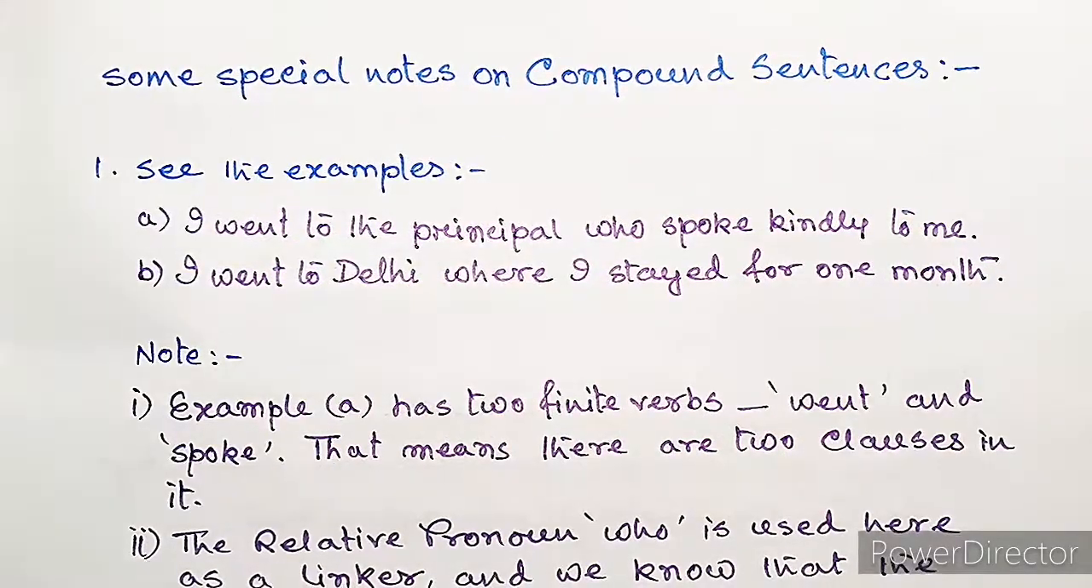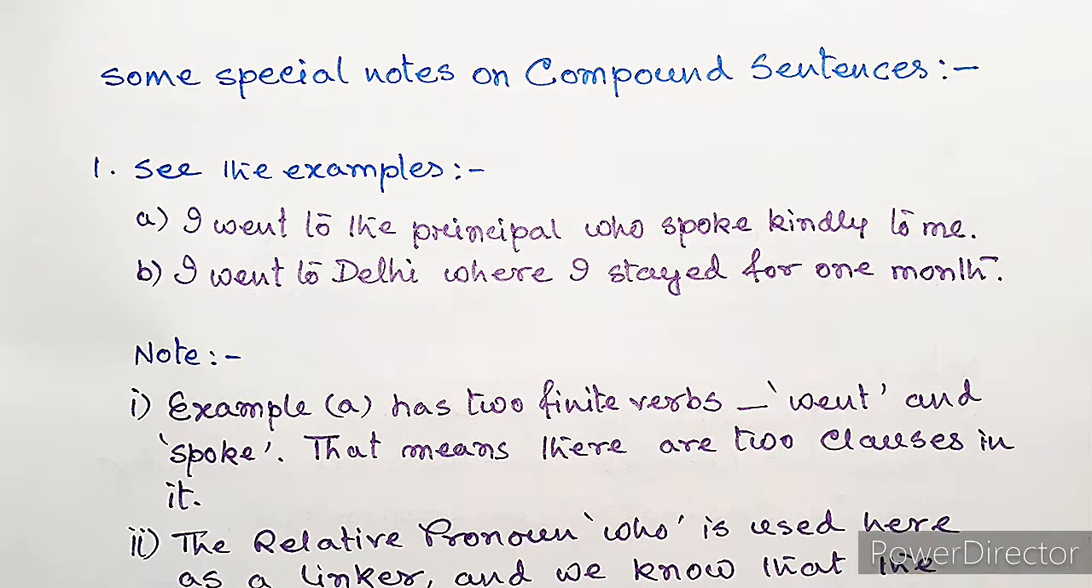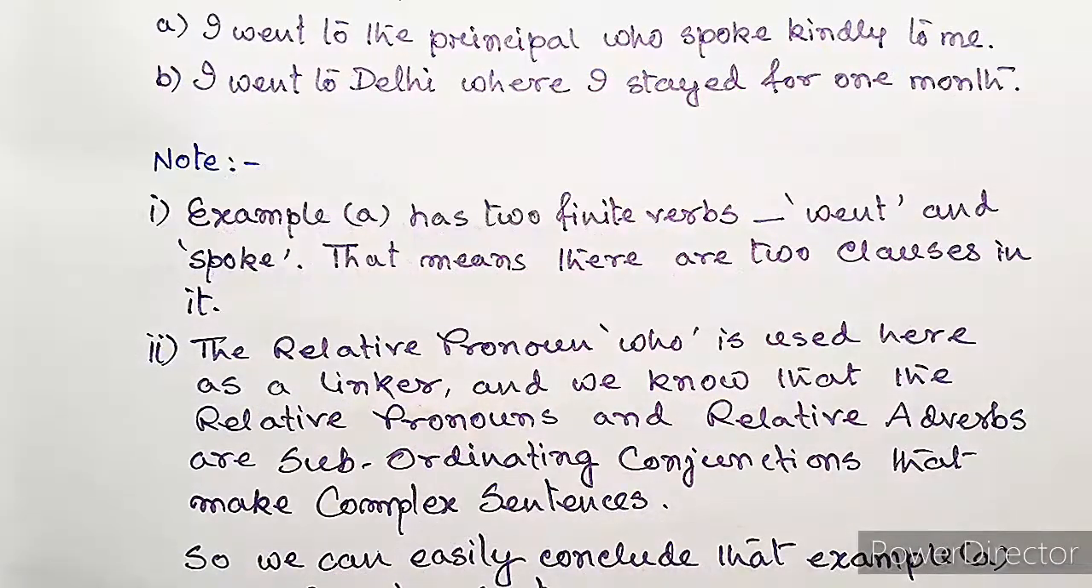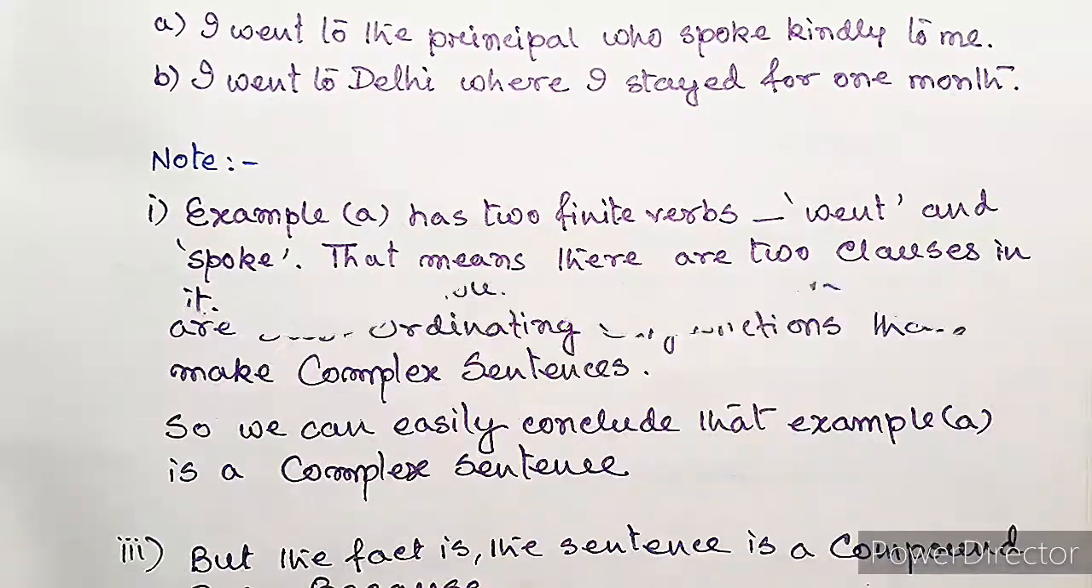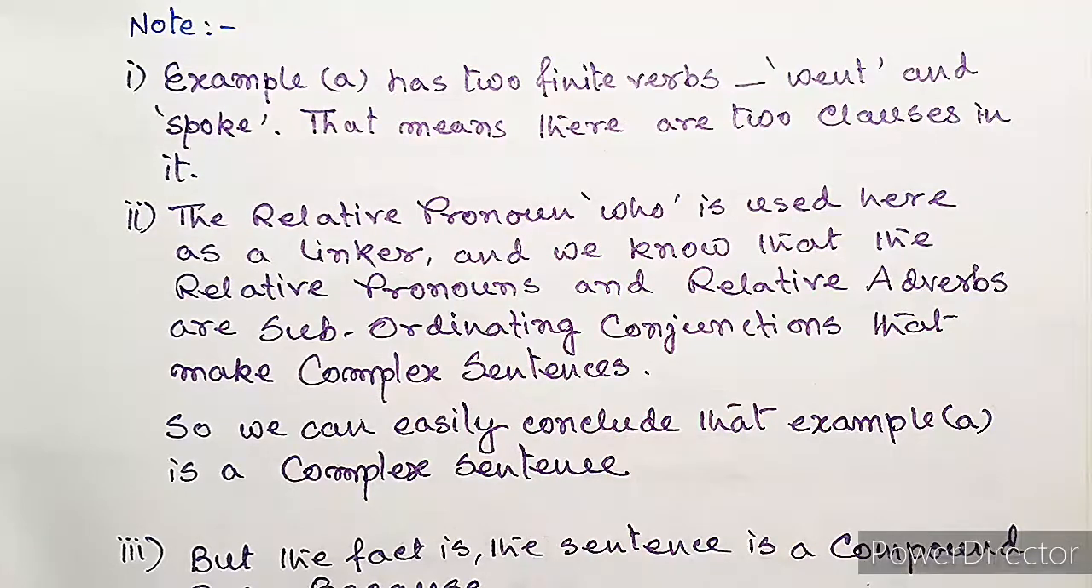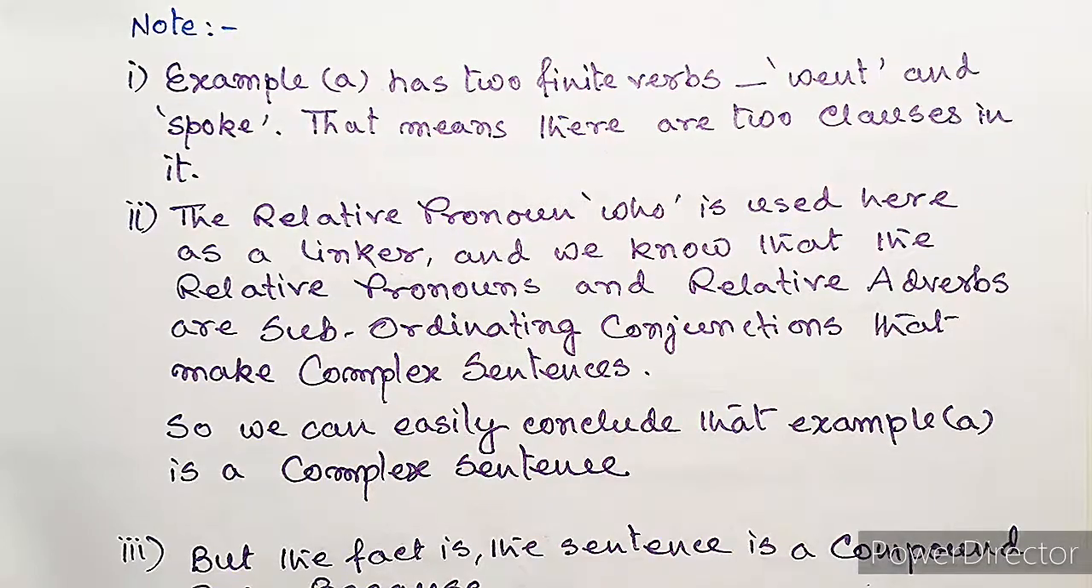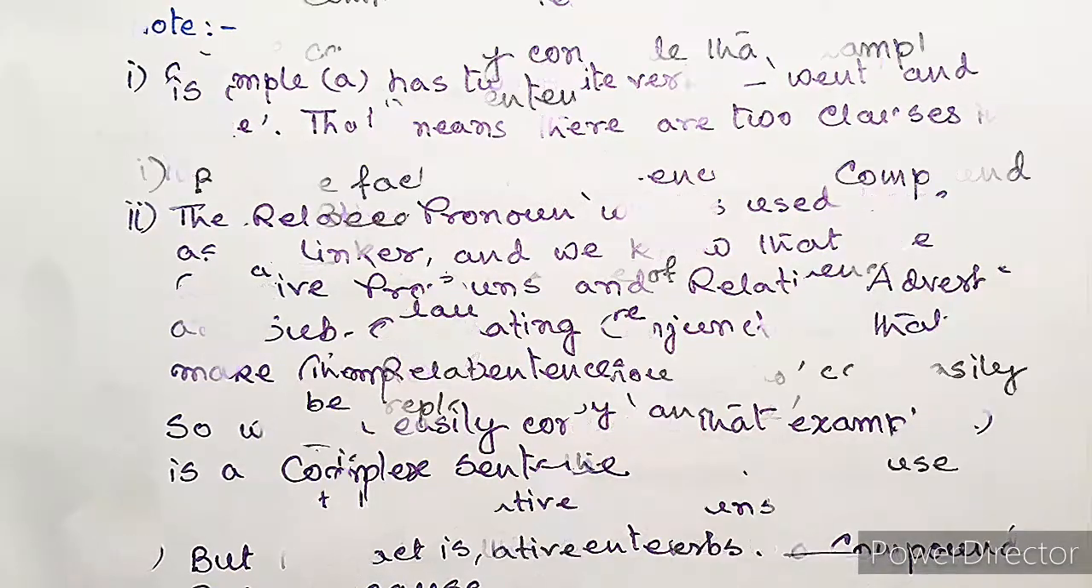Now take a look at some special notes on compound sentences. See the examples. A, I went to the principal who spoke kindly to me. Example B, I went to Delhi where I stayed for 1 month. Note, example A has two finite verbs, went and spoke. That means there are two clauses in it. Note 2, the relative pronoun who is used here as a linker, and we know that the relative pronouns and the relative adverbs are subordinating conjunctions that make complex sentences. So we can easily conclude that example A is a complex sentence.